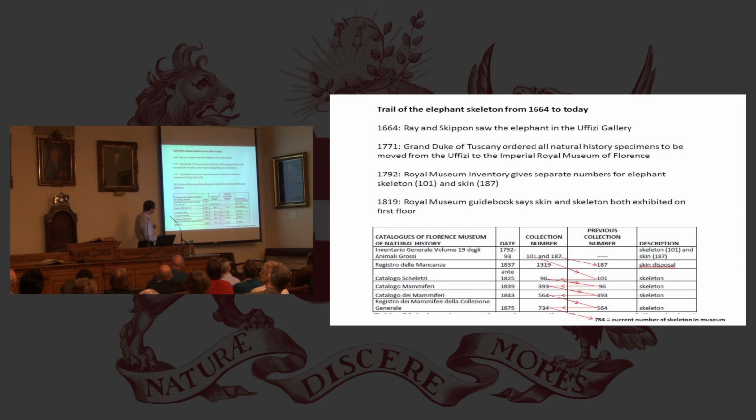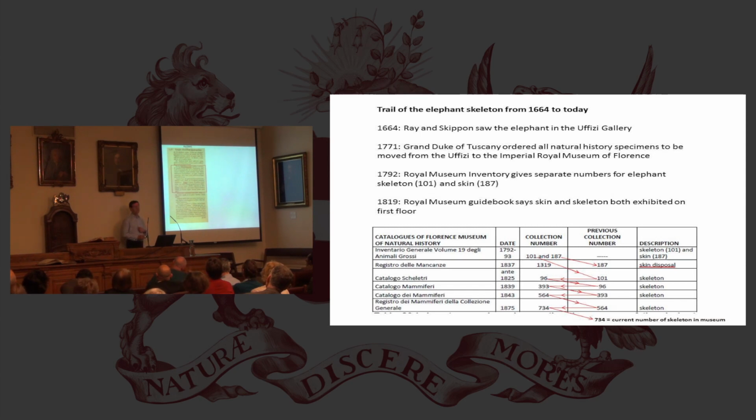The skeleton then changed its catalogue number 6 times. But fortunately, every time the then curator changed the catalogue number, they wrote the old catalogue number as well as the new catalogue number, so they could trace the number all the way through to number 734, which is the catalogue number of the skeleton today.